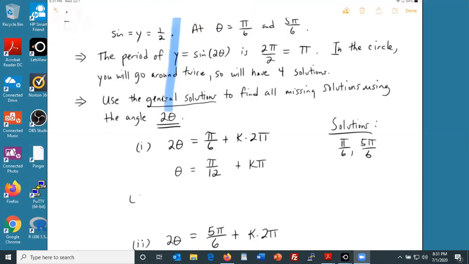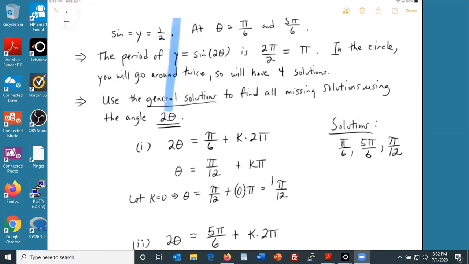All right, now let k equal 0. So theta will equal pi over 12 plus 0 times pi. 0 times pi is 0. So we get pi over 12 plus 0, which is pi over 12. So we're going to add that to the list. Because remember, it's really 1 pi over 12.